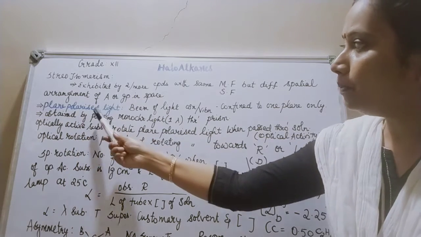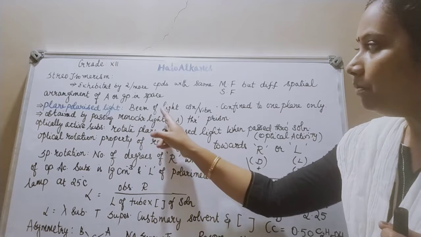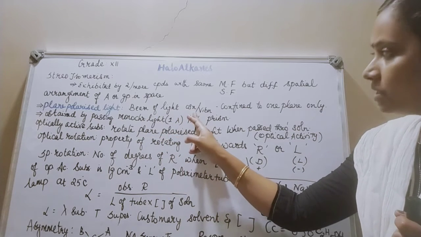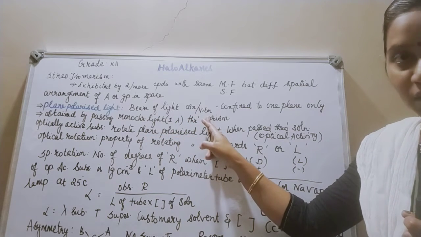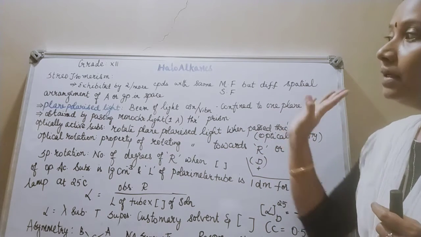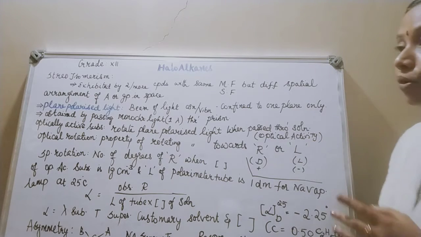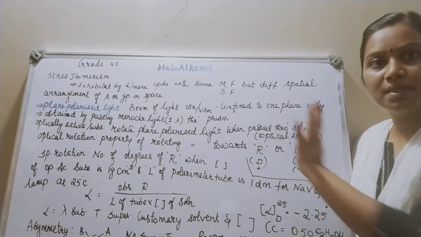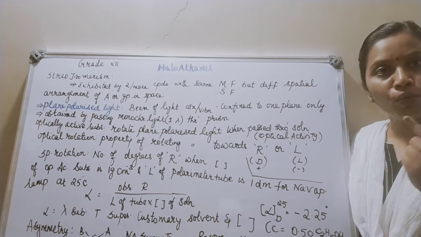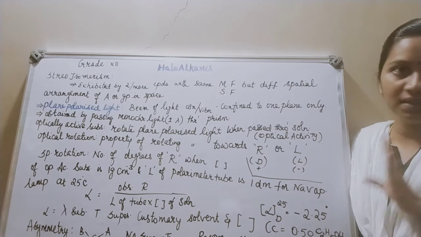What is plane polarized light? Plane polarized light: a beam of light having oscillation or vibration confined to only one plane. Okay. How to obtain plane polarized light? You have to pass monochromatic light through a prism. What is monochromatic light? Single chroma, single wavelength light. Done.